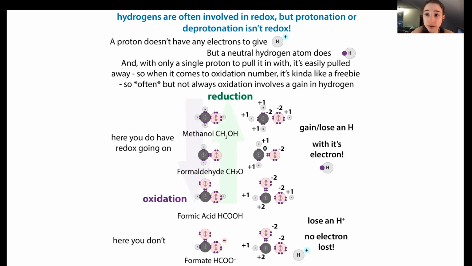So oxidation often, but not always, involves the formation of more bonds to oxygen. This could be adding another oxygen or just forming a double bond instead of a single bond. Oxidation often accompanies the gain of oxygen, but not always. Reduction is often accompanied by the gain of hydrogen, but not always. And of course, reduction and oxidation come hand in hand, so if something's getting reduced, something is getting oxidized in the process.